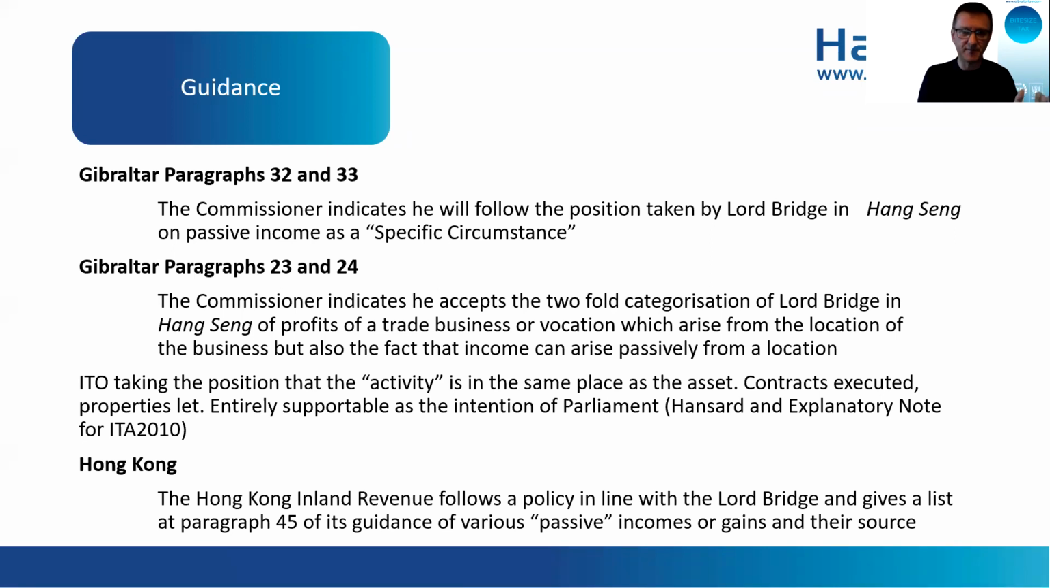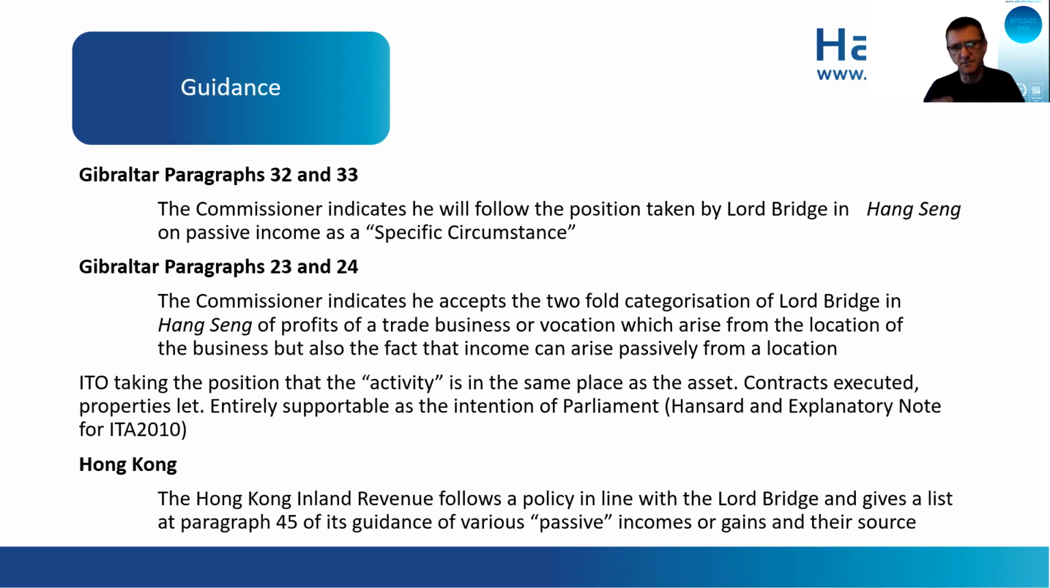And not an overly literal approach. He clearly doesn't want to undermine the intention of Parliament, and I don't think he should, on an overly literal approach. In paragraphs 23 and 24, the Commissioner indicates that he accepts the twofold characterisation of Lord Bridge in Hang Seng of profits of a trade, business, profession or vocation, which arise from the location of the business, but also the fact that income can arise passively from the location of an asset. So that's good and solid and clear, and I think it's the correct approach.